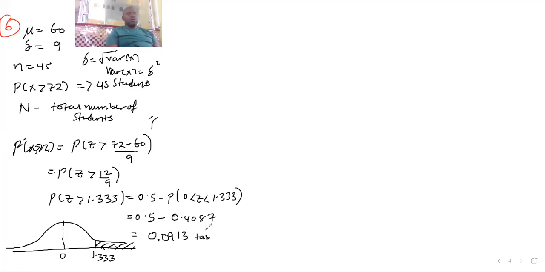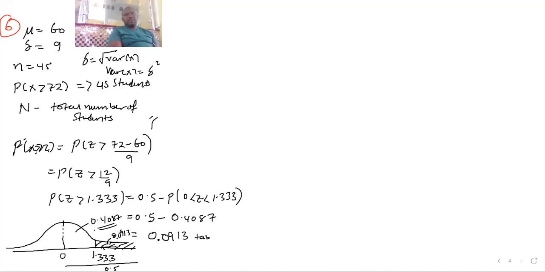Impossible. It is 0.0913. The 0.4087 is here. It is there. Okay? So beyond that region, you say that 0.5, which is here, minus this probability, gives us the smallest one, which is 0.0913. Right?